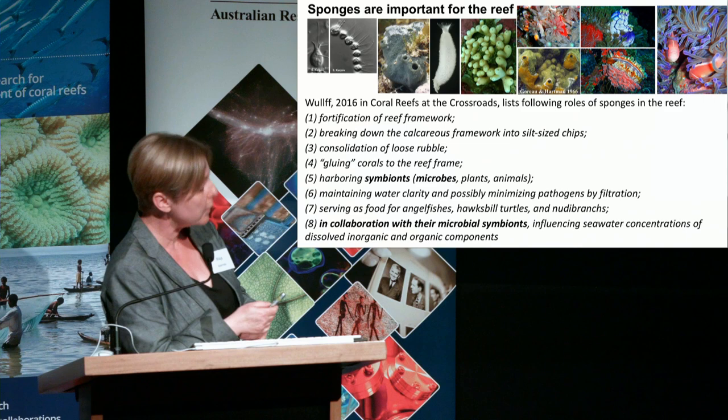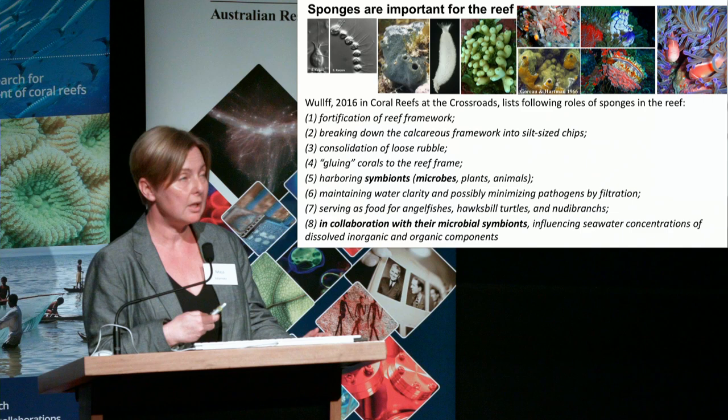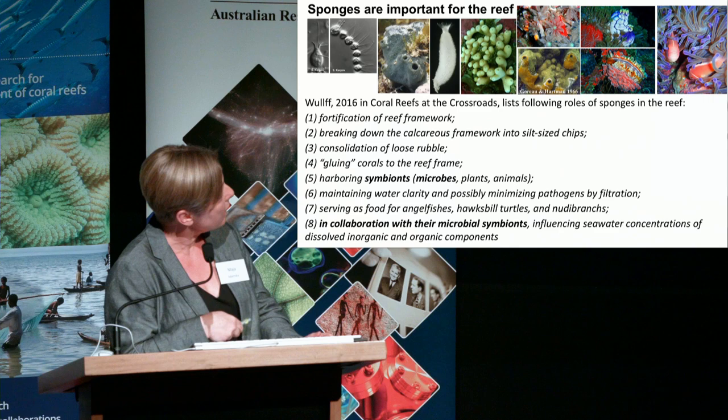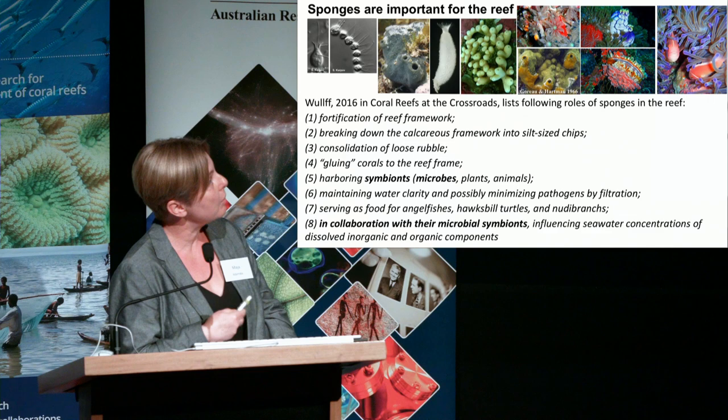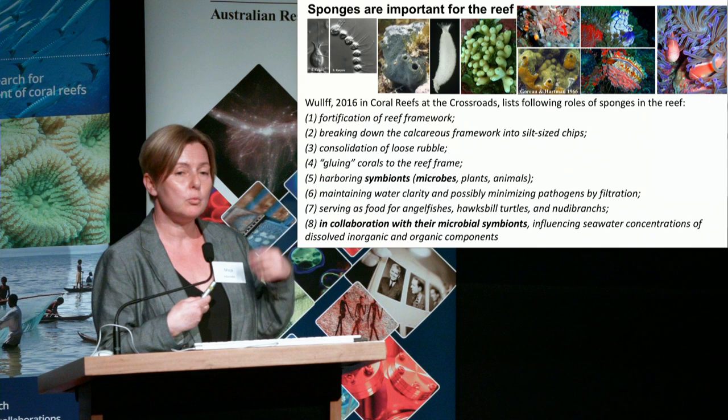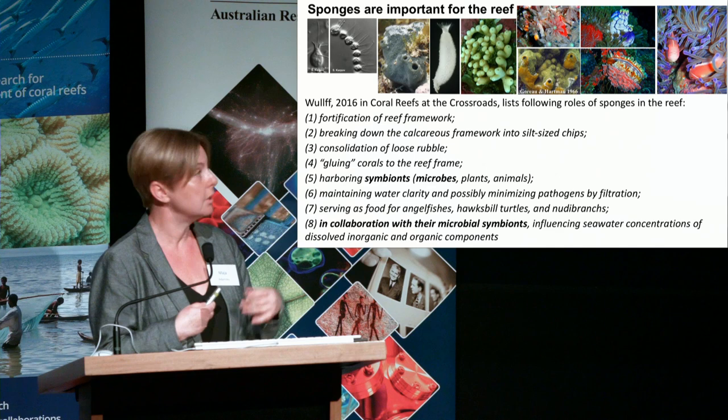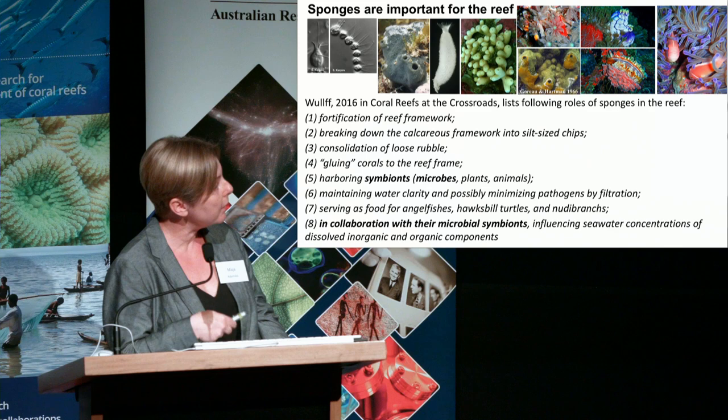The reason why you should be caring about sponges is they are the key element of the reef, even if you don't see them all the time. Jenny Wolf, in a recent review, lists 8 main reasons for sponges being key elements of the reef. She's talking about the fact that they are fortifying the framework, they are bio-eroding, which means they are making some calcium carbonate accessible to other animals, they are consolidating loose rubble, gluing the corals, they are also harboring symbionts, more about it in a moment, and they are maintaining water clarity and possibly also eating up pathogens that would otherwise be causing trouble.